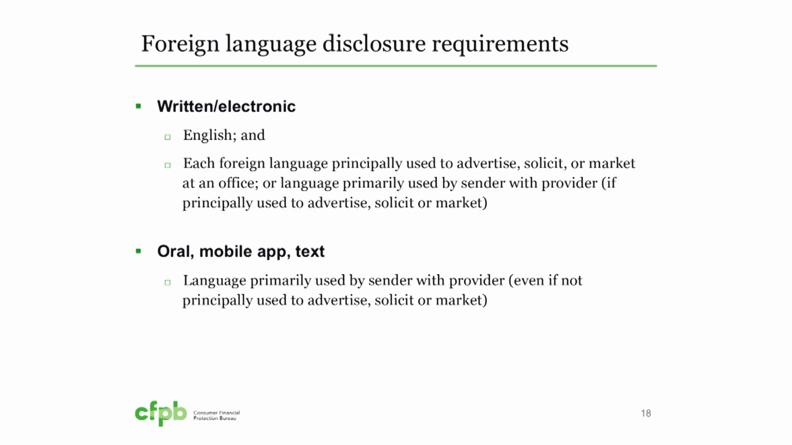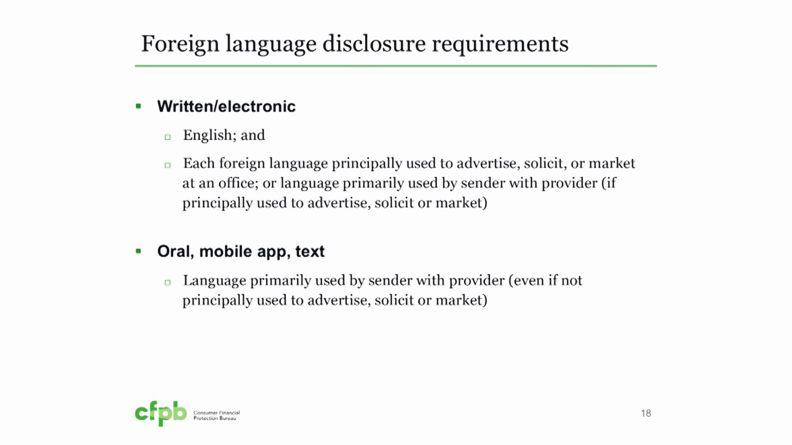There are also foreign language disclosure requirements which may apply to remittance transfers. I will go through how these requirements apply and then give an example. Disclosures must be given in English, and either each foreign language principally used to advertise, solicit, or market remittance transfer services at a particular office, or in the language primarily used by the sender with the provider to conduct a remittance transfer, assuming it's one of the triggered languages. Note this is at an office, so newspaper ads do not trigger the foreign language requirement.